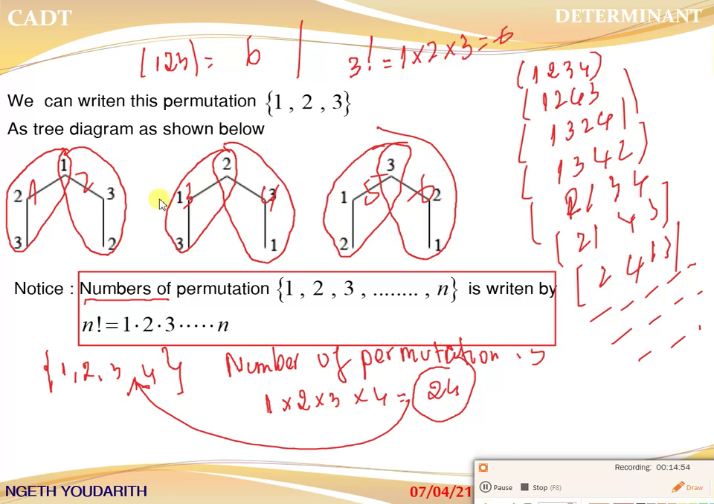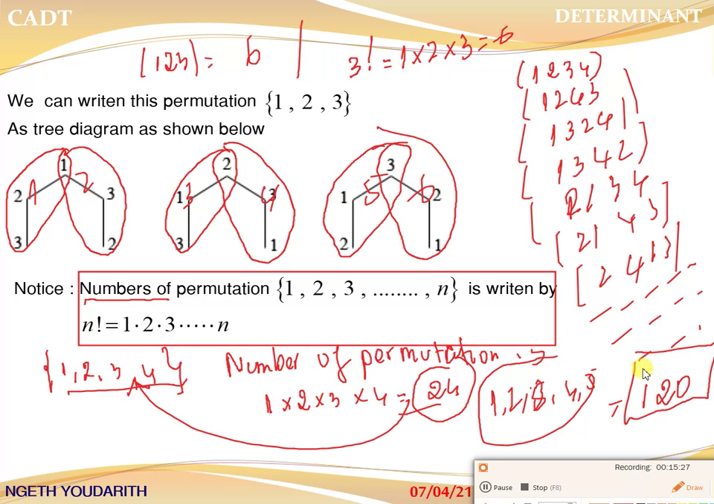So the permutation of 3 numbers is 6, the permutation of 4 numbers is 24, and the permutation of 5 numbers, example 1, 2, 3, 4, 5, is 24 multiplied by 5, which is 120, because 4 times 5 is 20, 0 carry 2, and 2 times 5 is 10 plus 2 is 12. So we get 120 permutations of 1, 2, 3, 4, and 5.